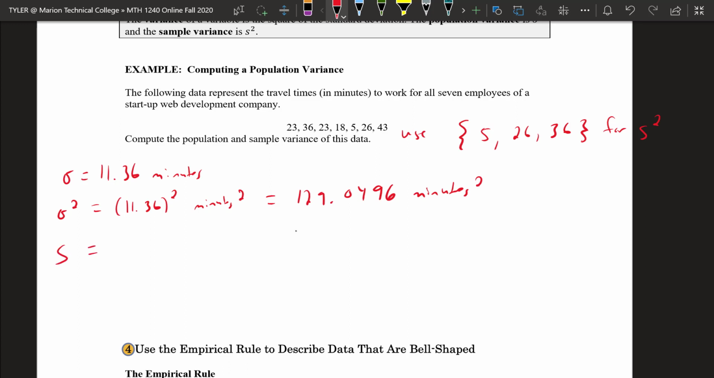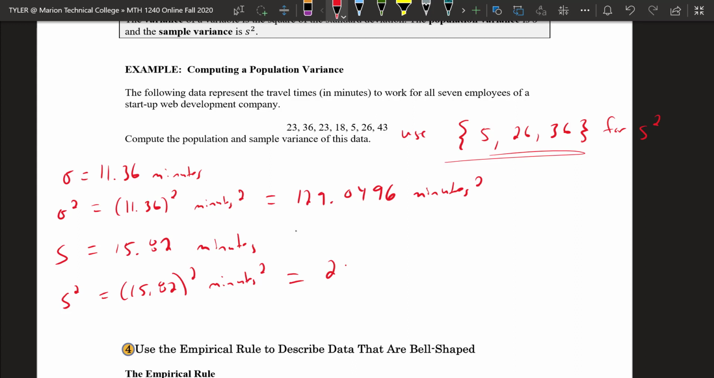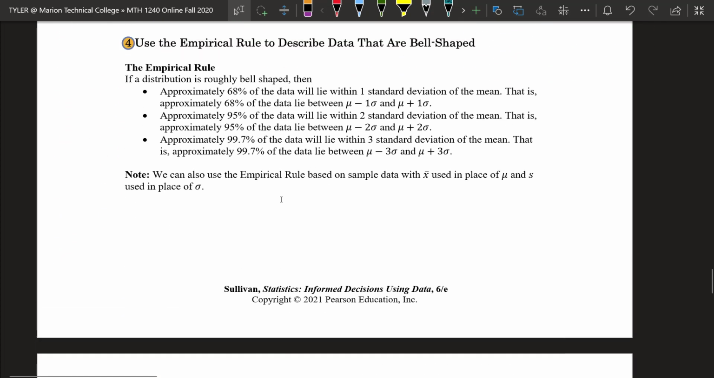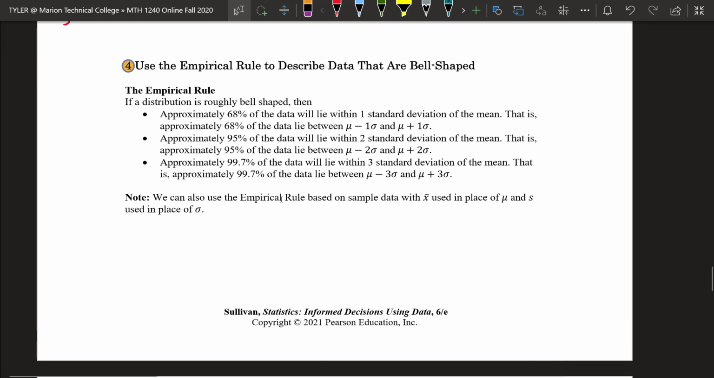Where s is from this sample of three things, the sample standard deviation was 15.82 minutes. So s squared is equal to 15.82 squared minutes squared. So that gets you to 250.2724 minutes squared. Notice the units are what your data was, squared. So not too hard, once you can calculate standard deviation.